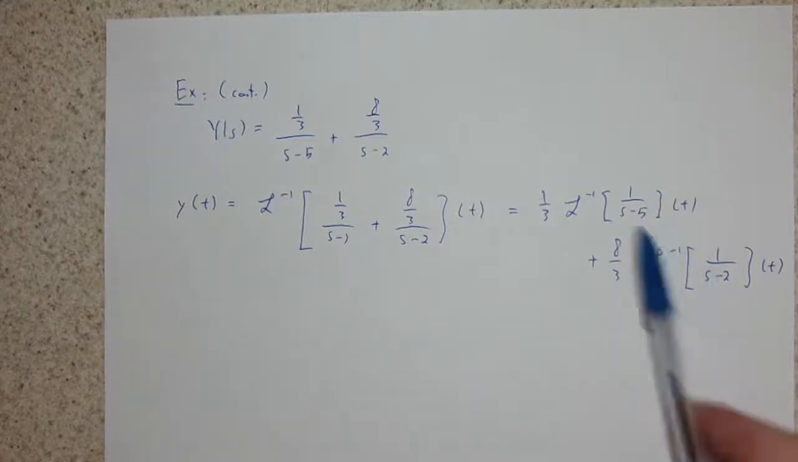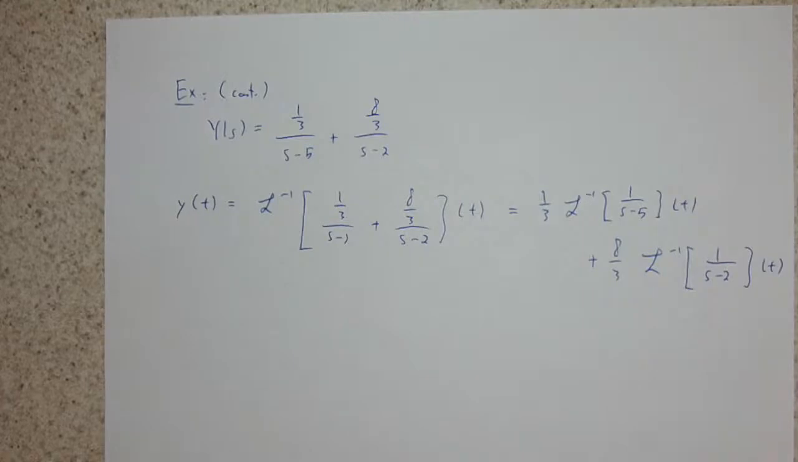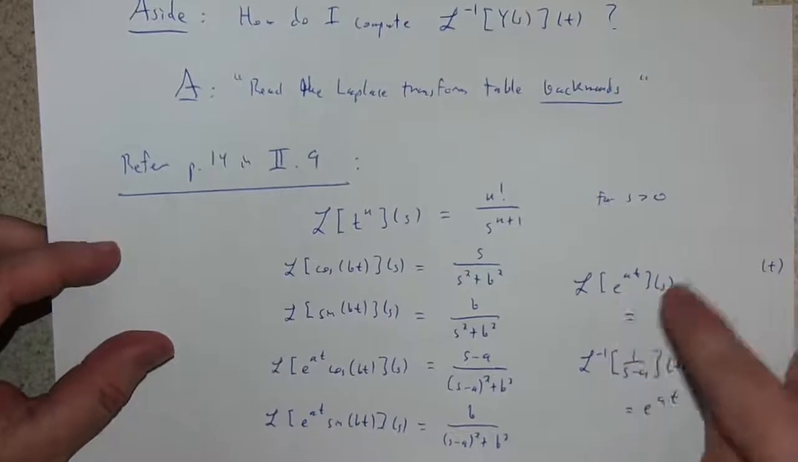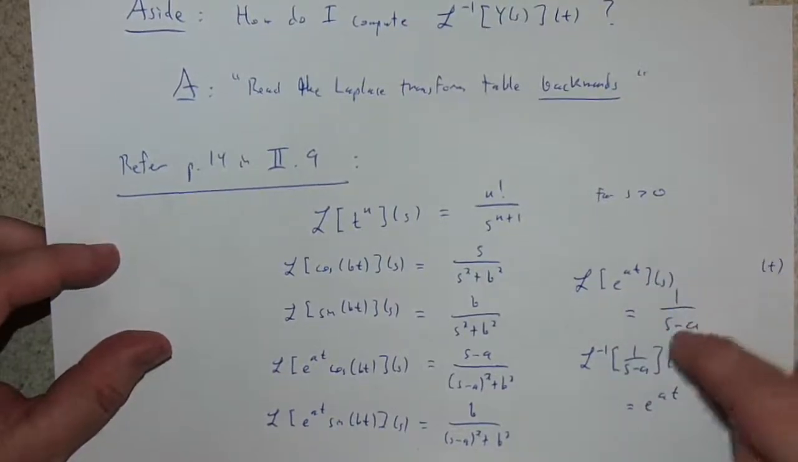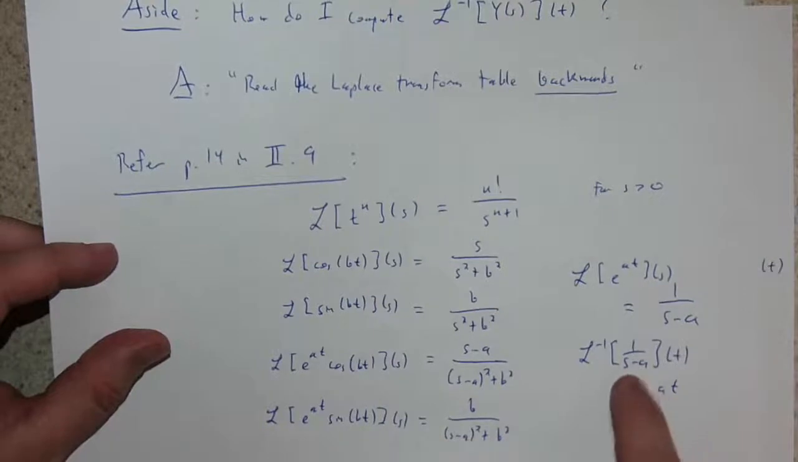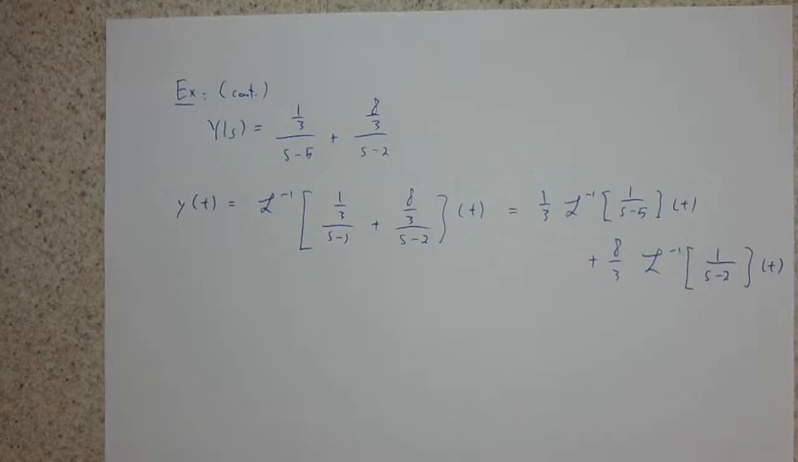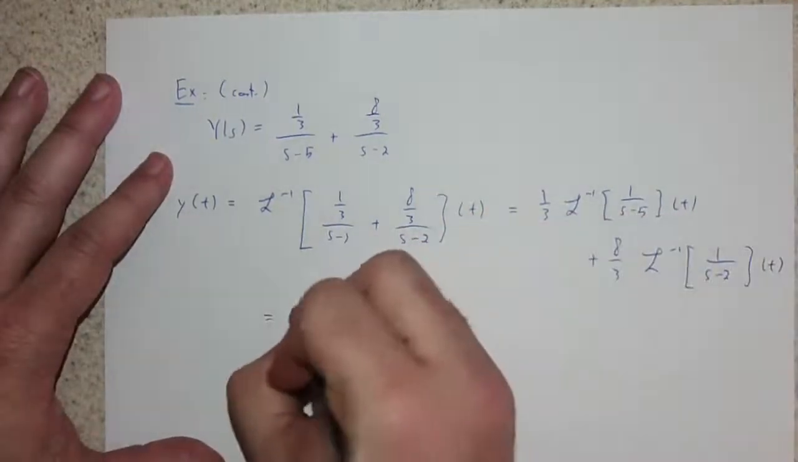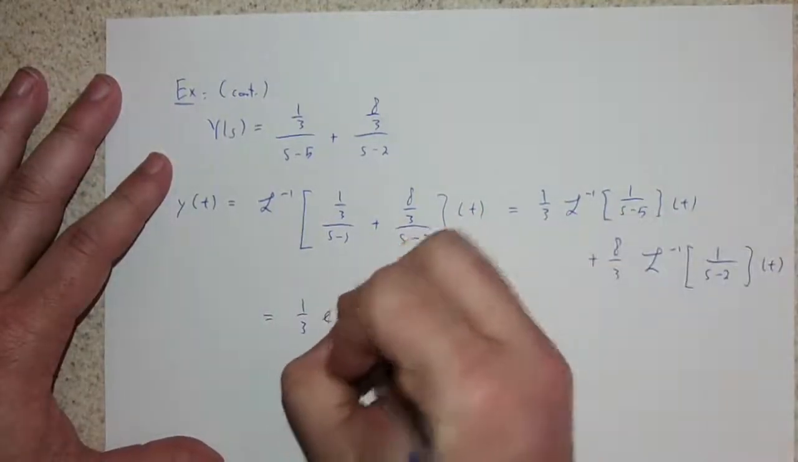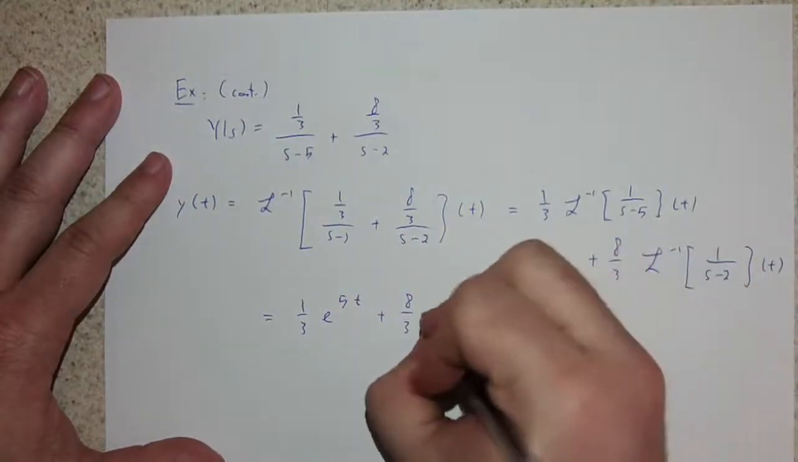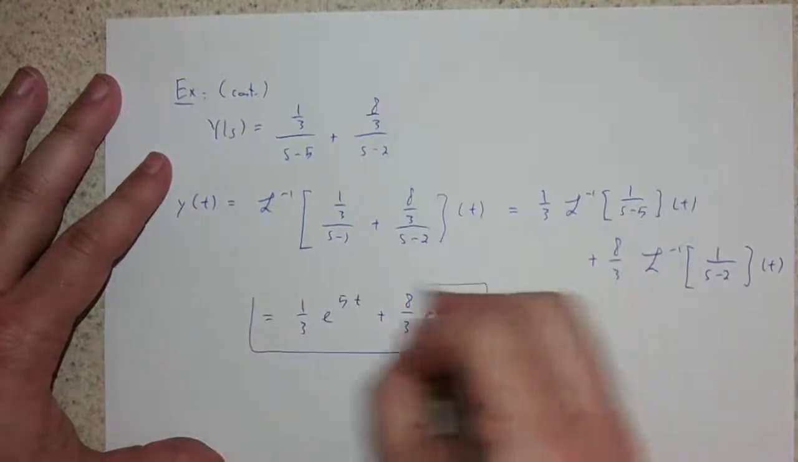And so these are just directly readable from the table. So let's bring the table back. Here it is. Well, the Laplace transform of e to the at of s is 1 over s minus a. So then the inverse Laplace transform of 1 over s minus a of t is e to the at. So you can just directly read off the fact that this would be 1/3 e to the 5t plus 8/3 e to the 2t. And that's it.